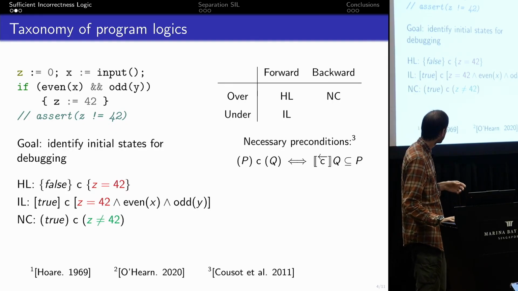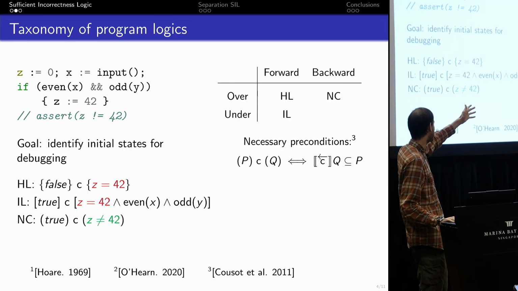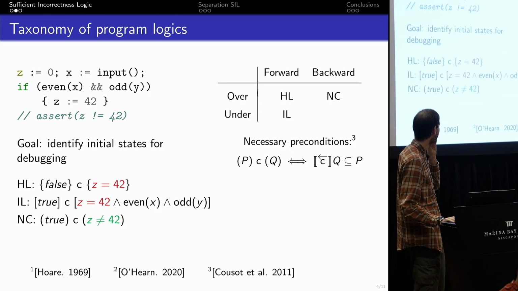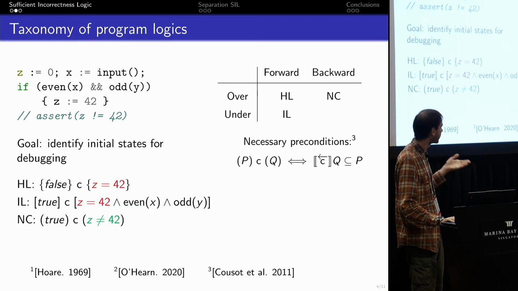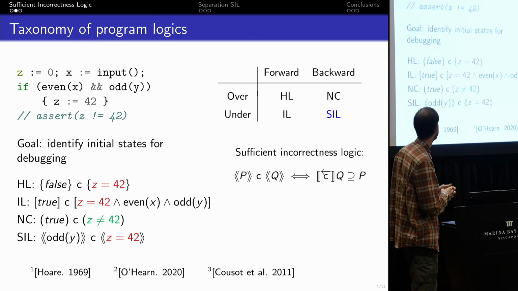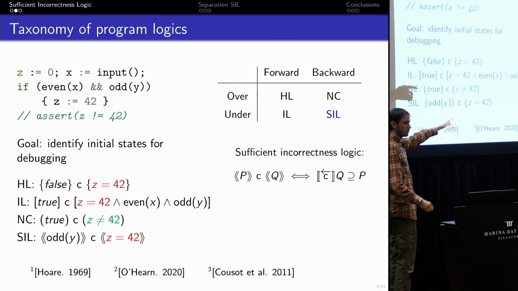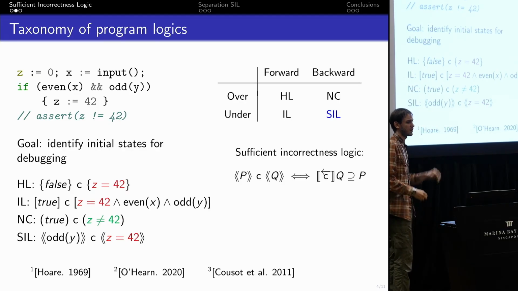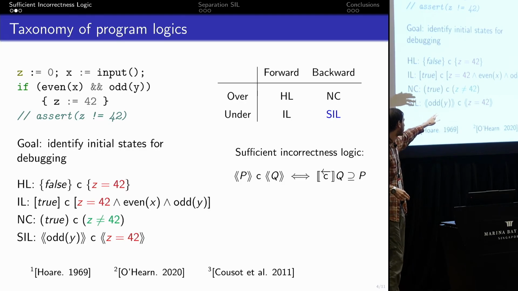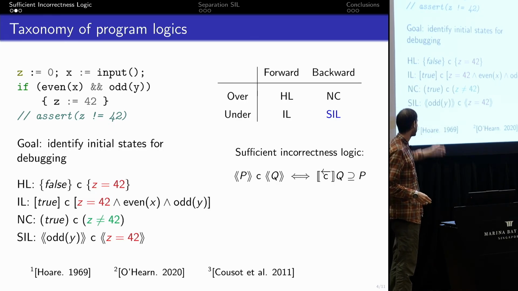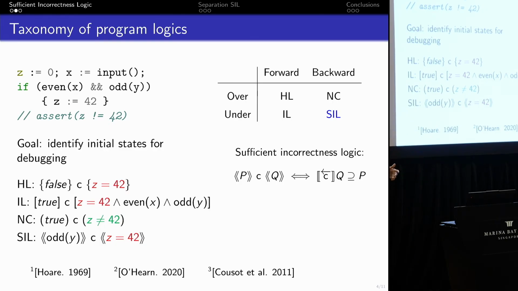And so, as you probably may guess from the schema on the right, what we turned our attention to was the backward under-approximation condition. As you can see here, in the bottom line, when we start from z equal 42, we are guaranteed to find the fact that y is odd, or let's say a subset of it. And so this backward under-approximation condition was exactly the thing that we were looking for, for this specific task of identifying initial states for debugging.